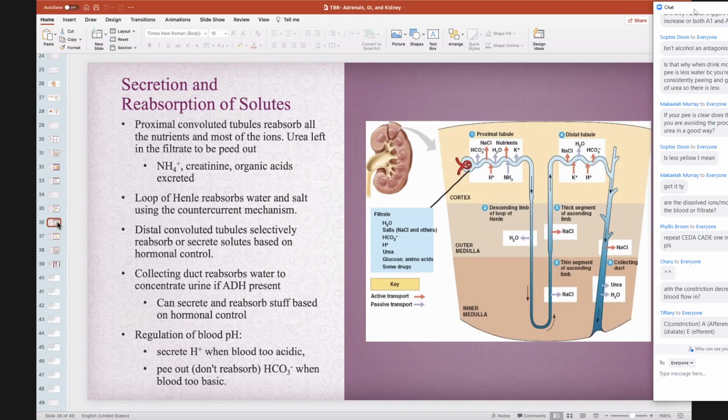At the proximal convoluted tubule, you'll get the majority of your reabsorption. All that glucose, all the good stuff you still want, you'll bring it back into the body. You're going to reabsorb it back into the cortex. So if a passage isn't asking for something specific like NaCl or sodium, and it's asking where glucose would most likely be absorbed, choose the proximal convoluted tubule. Most things are going to be reabsorbed in the proximal convoluted tubule.